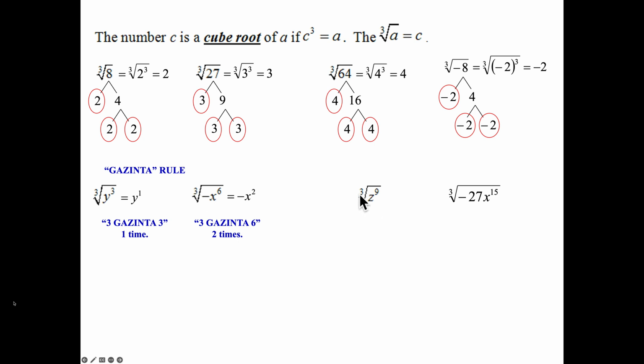Cube root of z to the 9th. 3 goes into 9, 3 times, z to the 3rd power. Cube root of negative 27, x to the 15th. Okay, don't recreate the wheel. We're going to have a negative in my answer. 27 was 3, so it's a negative 3. 3 goes into 15 5 times. So x to the 5th power with a negative 3 attached to it is my answer.